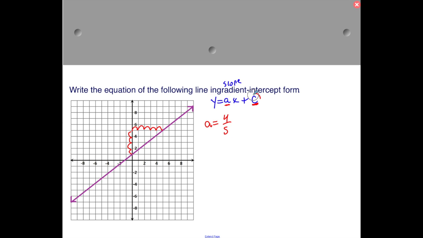Now let's find our y-intercept c. It intersects right here. Y equals 1 right there. So c equals 1. And look, we've already got our equation: y equals 4 over 5 x plus 1.